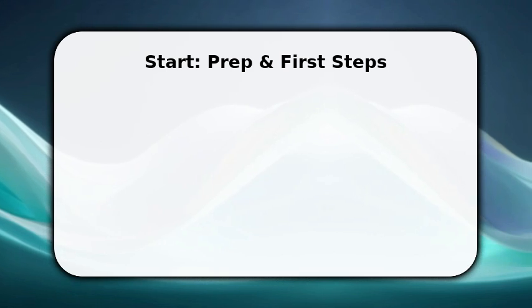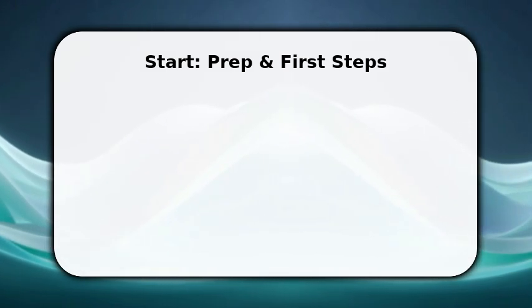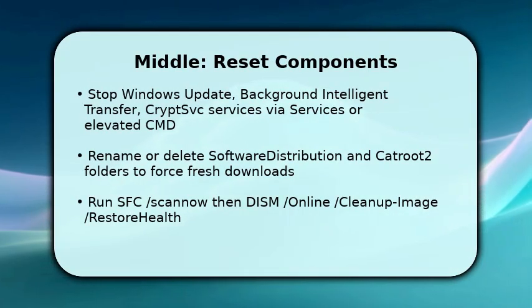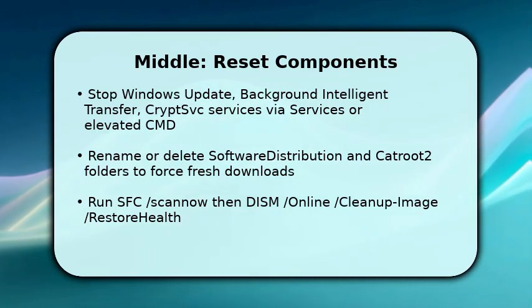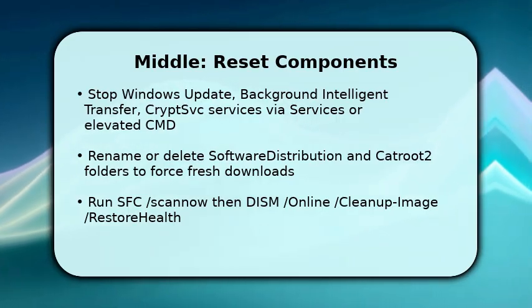Next, you'll reset update components to eliminate corrupted caches. Stop Windows Update, BITS, and CryptSvc services using services.msc or elevated command lines so files aren't locked. Then rename the SoftwareDistribution and catroot2 folders to force Windows to recreate them and download fresh packages.